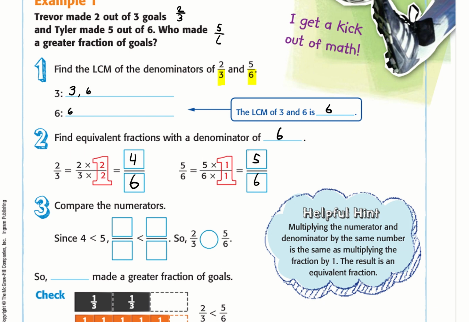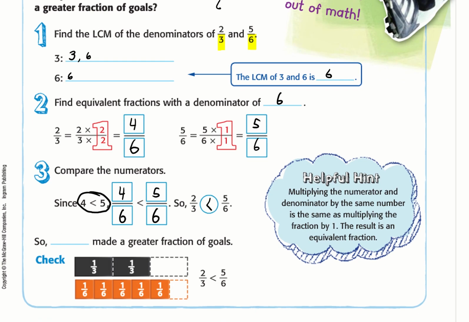Now that my denominators are the same, I can compare my fractions. So I have 6, 6, and now I compare my numerators. So 4 over 6 is going to be less than 5 over 6 because 4 is less than 5. So therefore, 2/3 is less than 5/6. So 5/6 made a greater fraction of goals.